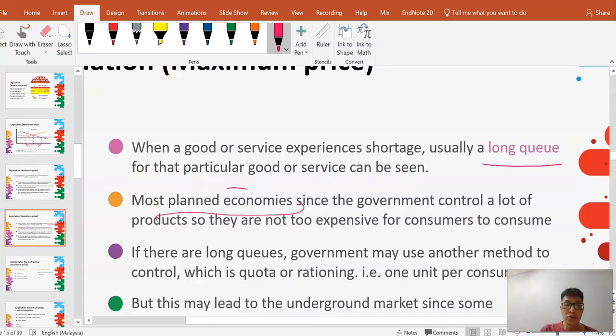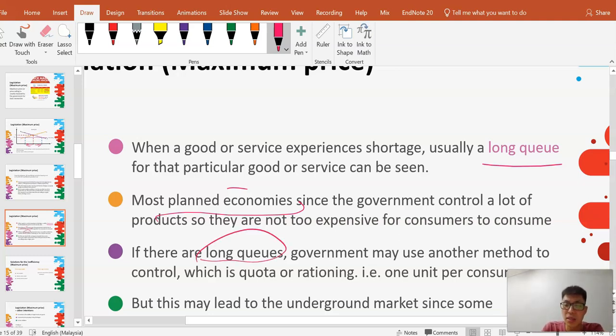And this is mostly used in planned economies. Government controls a lot of the products, the staple products, right? Not only housing rent, not only medicine, but also education, rice, salt, sugar, petrol, and all these necessities as well. And because of that, they always have this problem of long queues.